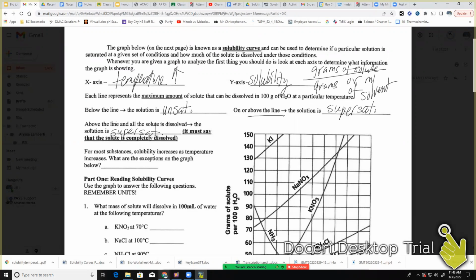All right, so for most substances, the solubility increases as the temperature increases. That's all the positive lines that you have up there. But there are two exceptions on the solubility curve. What are the two exceptions? What two have actually a decrease in solubility as your temperature is increasing? So they're going to have negative slopes.